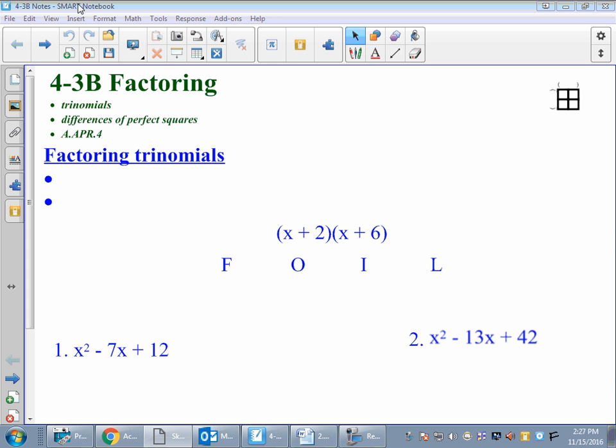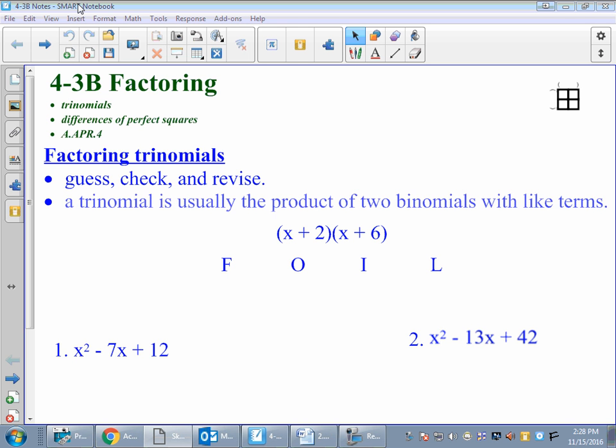So to factor a trinomial, you can use guess, check, and revise. And you can also know that a trinomial is usually the product of 2 binomials that combine like terms. So I like to give you this example with FOIL.